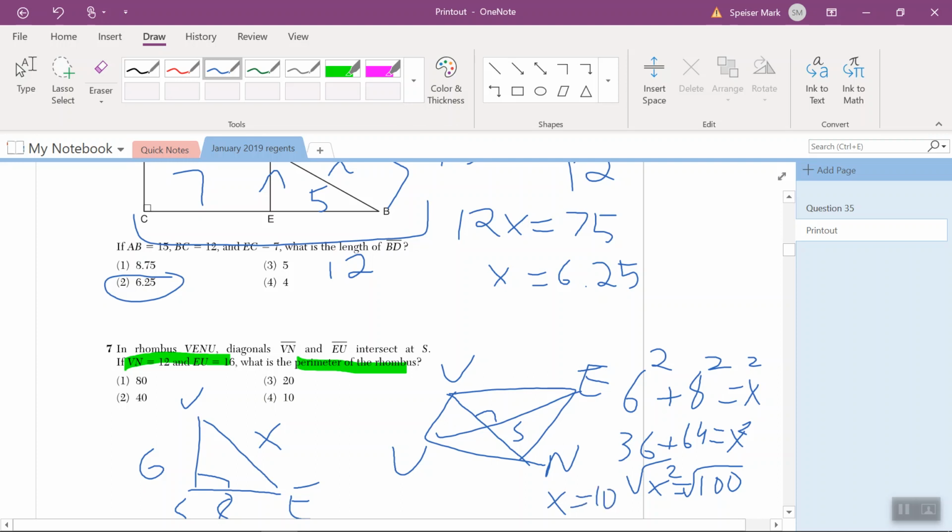Now I want to find the perimeter. The length of each side of the rhombus is the same, making each side 10. So the perimeter is 4 times 10, which is 40, which is choice number 2.